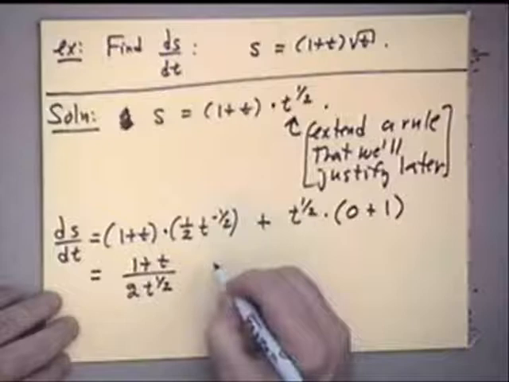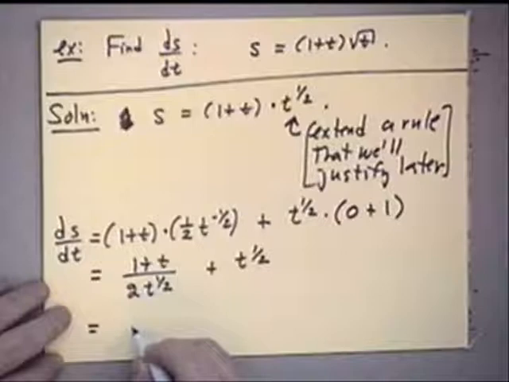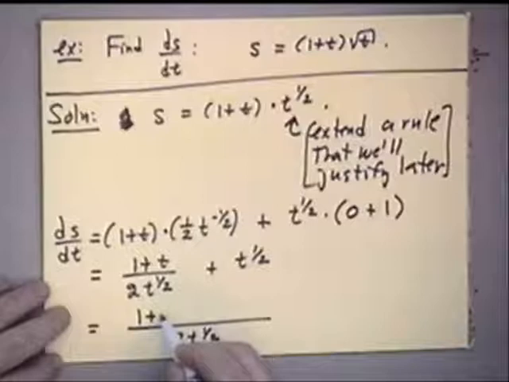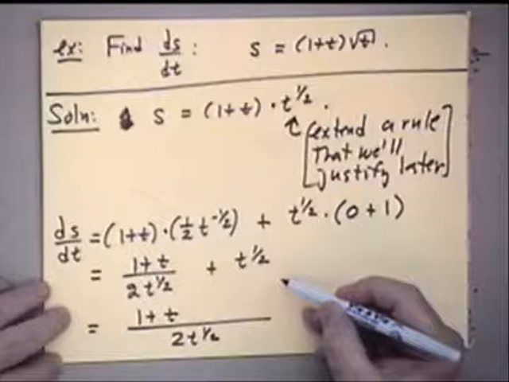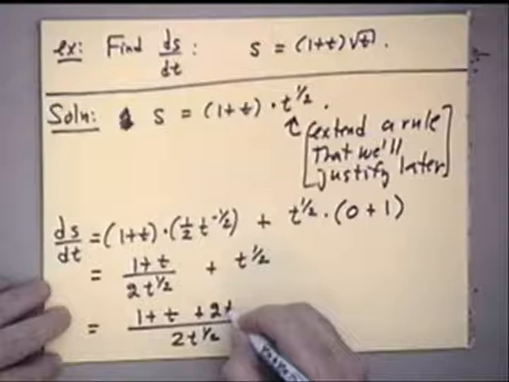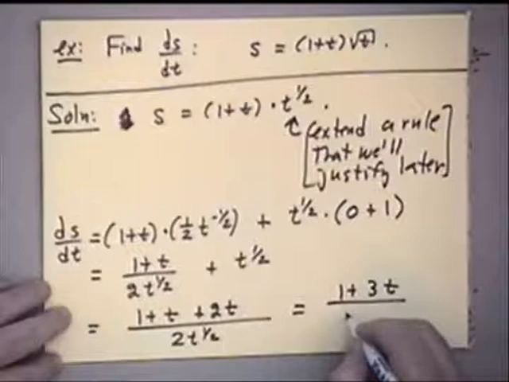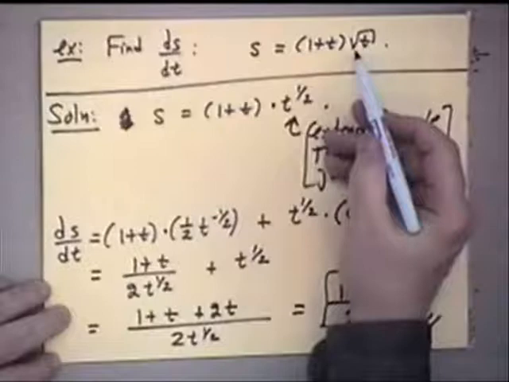If we like, we can put these all over the same denominator. Not a bad thing to do if we're going to work with this later. That will give me 1 plus t, of course, remains. To get the right denominator here, I need to multiply top and bottom by 2 times t to the 1/2. So this will give me 2, and t to the 1/2 times t to the 1/2 is t. So finally, we end up with a nice, clean expression, 1 plus 3t over 2t to the 1/2, as our derivative of this original function.